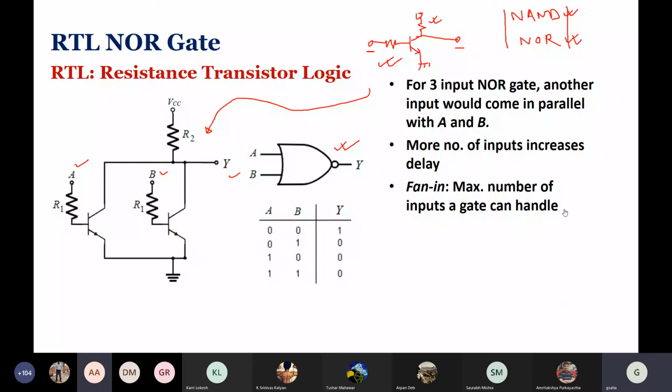Please explain. When A and B are both high, Y would be low because of the two transistors. Two transistors what? This sentence remains incomplete. Two transistors connected to both A and B. So when both A and B are 5 volt, what happens to these two transistors? Why is this Y low?